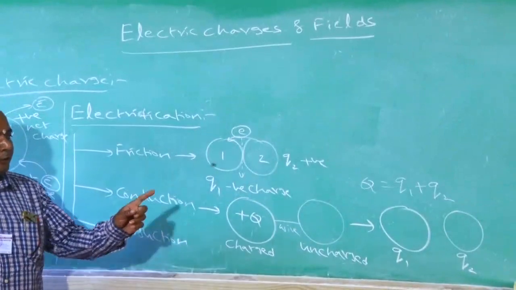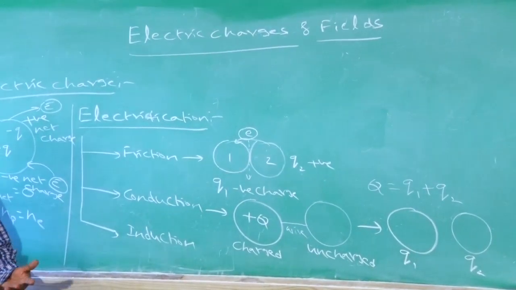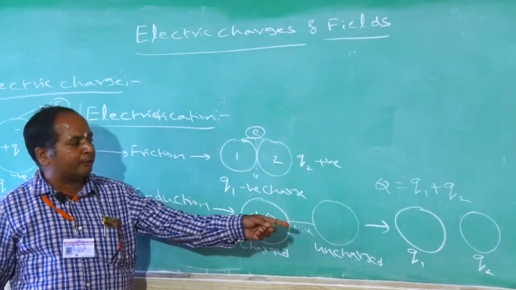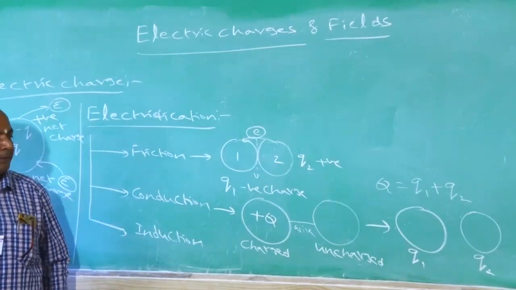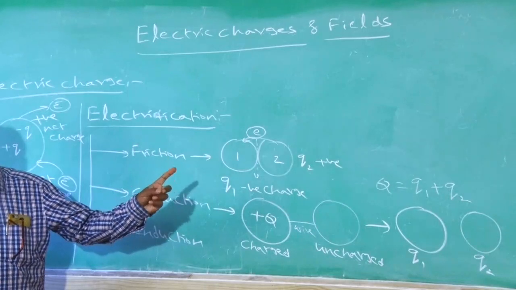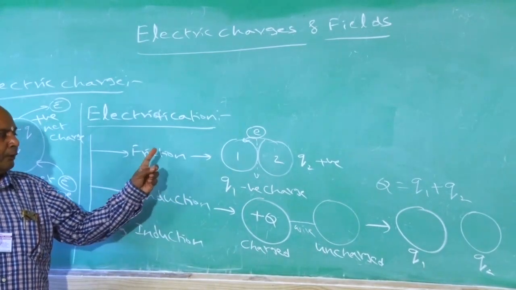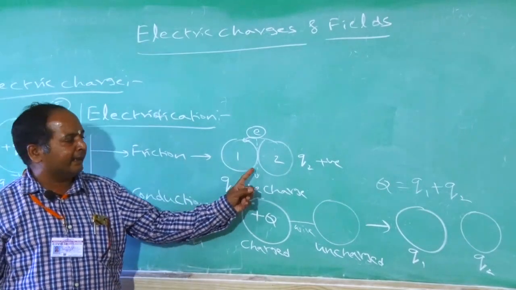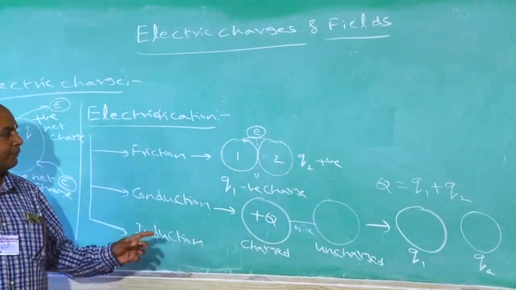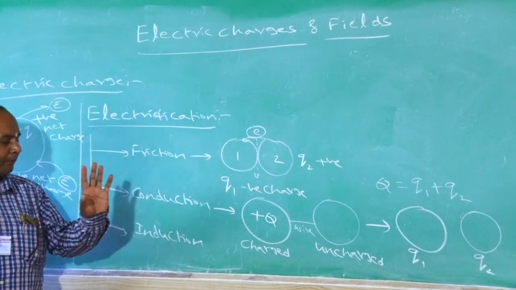Here Q1 and Q2 both have the same nature of charge. That means if this plus Q is positive, Q1 and Q2 both are positive. Already we know like charges repel. That means those two bodies should be repelled after conduction. Due to friction, both get unlike charges, one negative and one positive. That's why friction causes attraction, conduction causes repulsion.